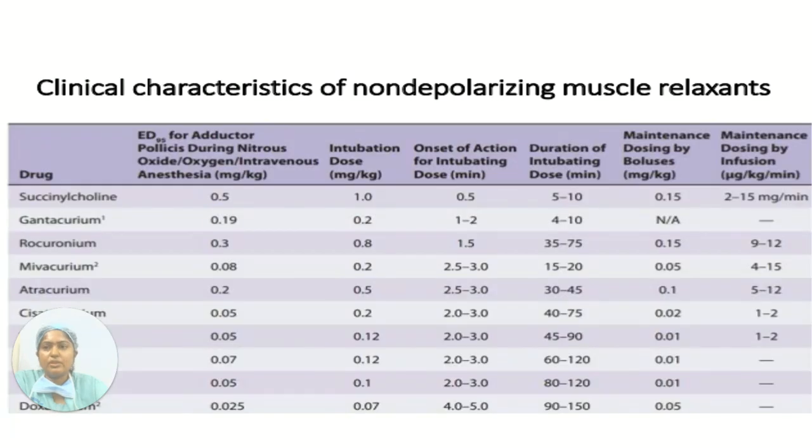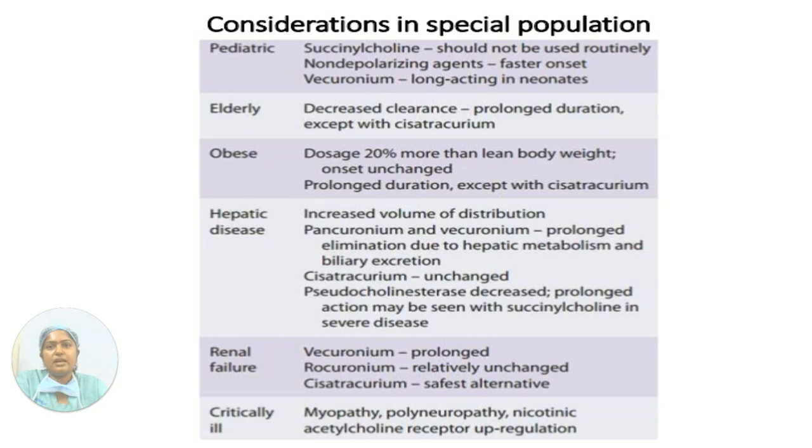These are all the clinical characteristics of the non-depolarizing muscle relaxants which we have already seen. And this is a consideration in special populations. In the pediatric population, succinylcholine should not be routinely given. Non-depolarizing agents cause faster onset, and vecuronium acts as a longer acting agent in neonates. Elderly: decreased clearance and prolonged duration, except with cisatracurium. In obese patients, dosage is based on more than 20% above lean body weight, onset is unchanged, and duration is prolonged except with cisatracurium.